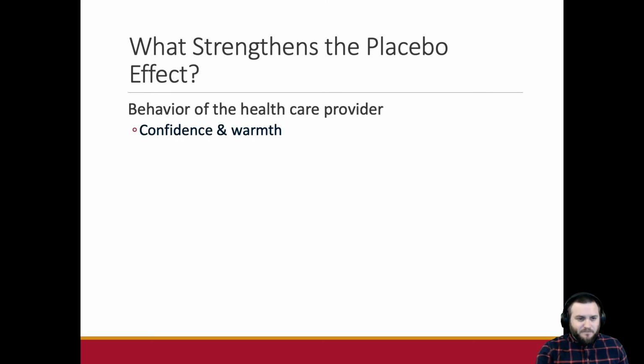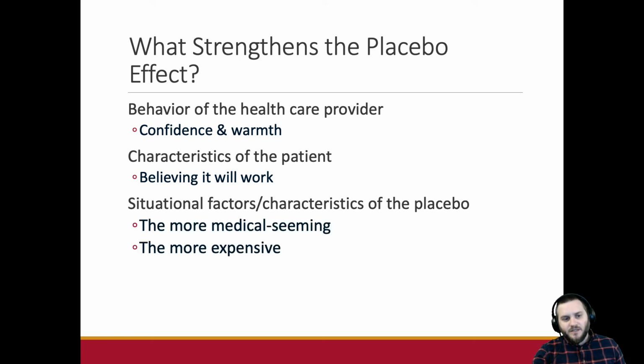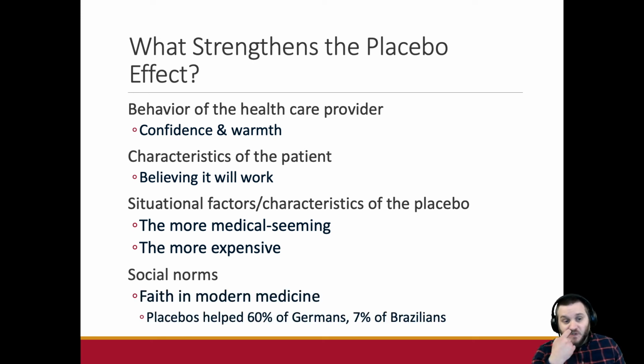finish up placebos here. So, to sum up some of the stuff that we've talked about, what strengthens the placebo effect? So what influences it, and then what makes it stronger? So what increases the effectiveness of it? Okay, so obviously the confidence and worth of your healthcare provider, and the patient believing it will work. The more medical seeming and the more expensive something is, the stronger the placebo will be. And then social norms, so faith in modern medicine. Placebos help more Germans than Brazilians because modern medicine, which is Western, and so therefore placebos in this case, medical seeming, more expensive, believing it'll work, all of this stuff occurs in Germany more than it does in Brazil.